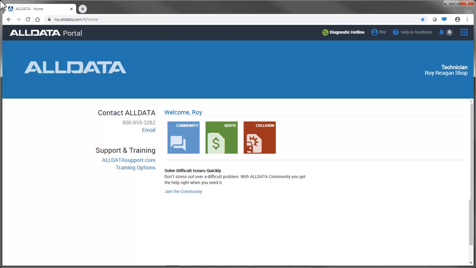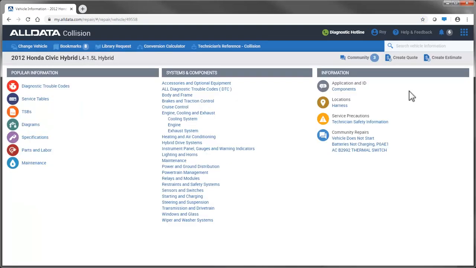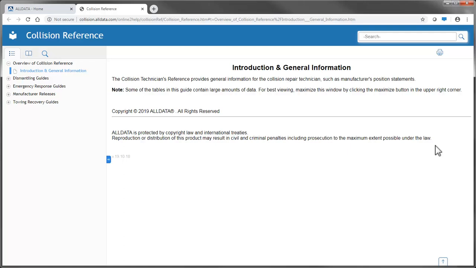ALLDATA Collision contains millions of pages of data to help you repair vehicles safely and in complete compliance with the manufacturer's specifications. The Collision Technician's Reference section contains many documents from vehicle manufacturers to aid in this.